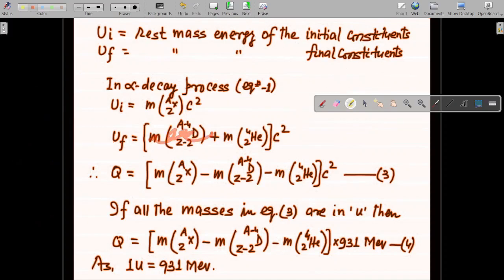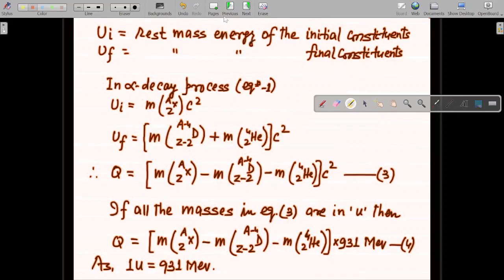So the mass of the daughter nucleus, Z minus 2, A minus 4, plus the mass of the alpha particle, multiplied by c square, will be the rest mass energy of the final constituents.